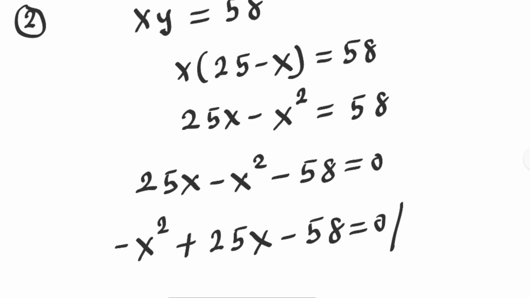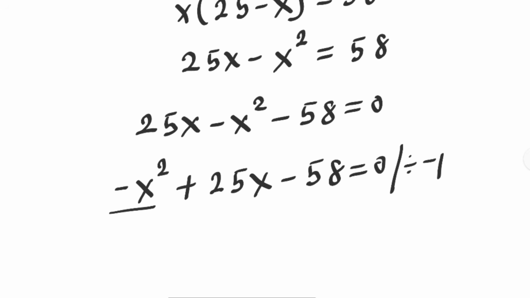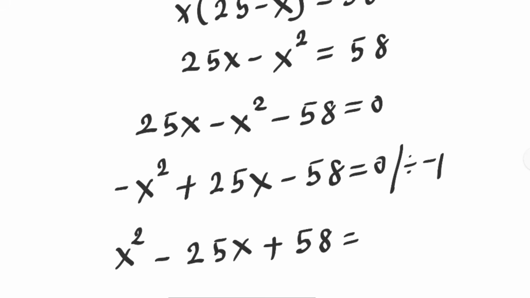Let us divide the whole of this equation by -1. Then this minus x squared divided by -1 will give x squared, plus 25x divided by -1 gives minus 25x, and minus 58 divided by -1 is positive 58, is equal to 0. As you can see, this is a quadratic equation. Let us solve this using the quadratic formula.